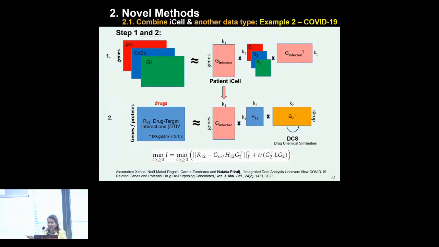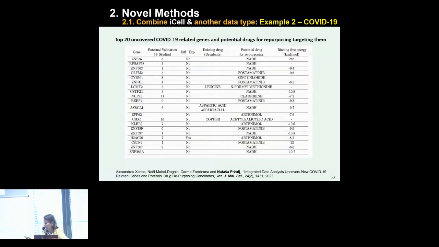step, and now we are going to combine another data type. So far, we had just genes and different kinds of interactions on genes. But now we are getting drugs, so drug-target interactions. So we pre-compute this iCell, and then we put it in here, fix it here, and then we compute these. We approximately decompose these into these factors, and this is chemical similarities. This is basically the network of drugs and their chemical similarities. And basically you do this by minimizing this objective function. And in this way, we repurpose the known drugs to human genes.